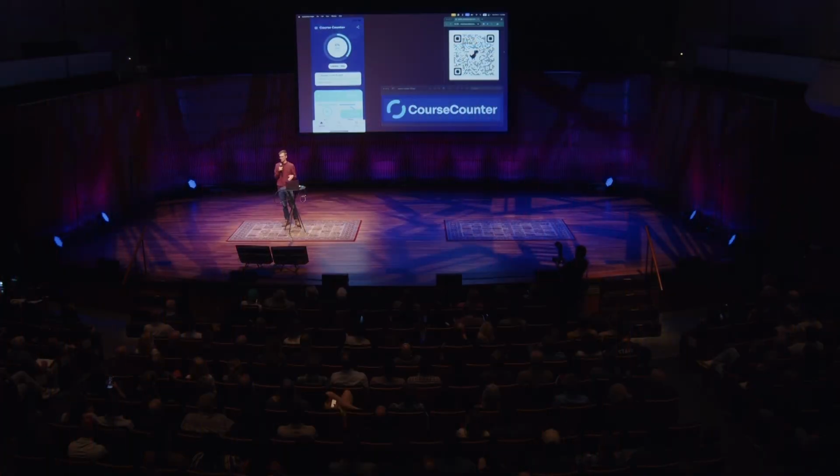Like Meg said, Course Counter is a mobile app that I built in Flutter using a Supabase backend to help support licensed professionals with their continuing education that they need to renew that license. I'm sure everybody here in the room knows probably one person, probably more, who need occupational licenses to do their job. These are teachers, lawyers, social workers, electricians, many, many more.